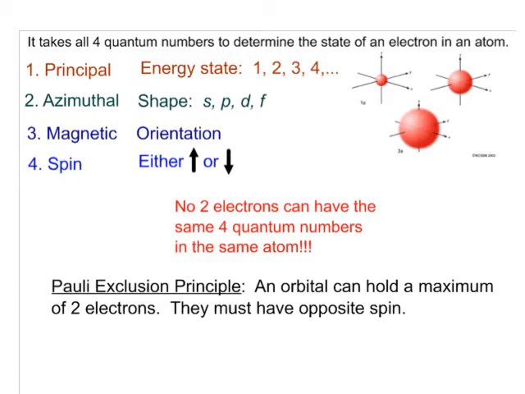It's just named Pauli exclusion principle because a man by the last name of Pauli discovered this special characteristic, and it's just an important one to remember because no 2 electrons could have the same 4 quantum numbers.